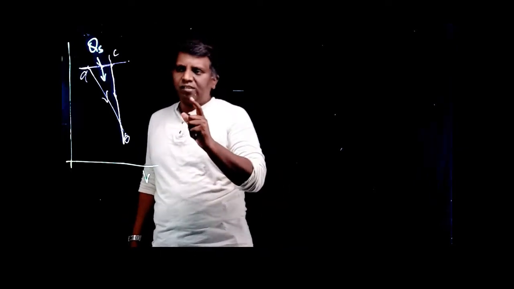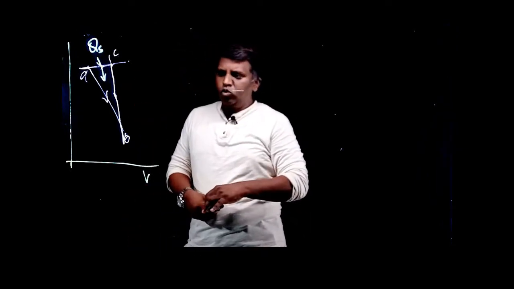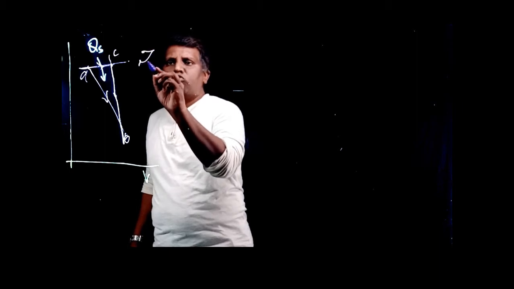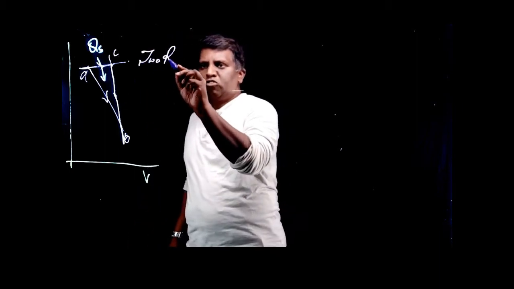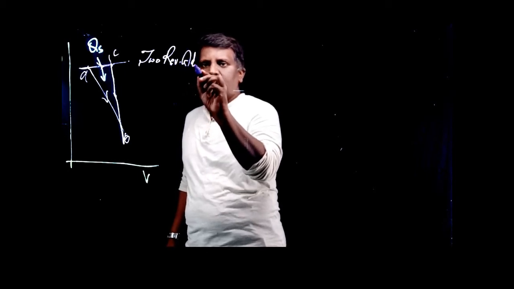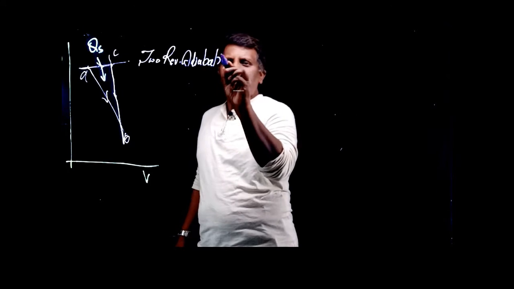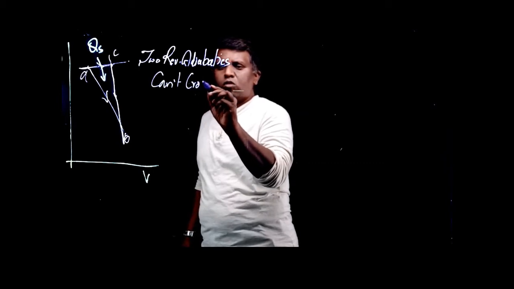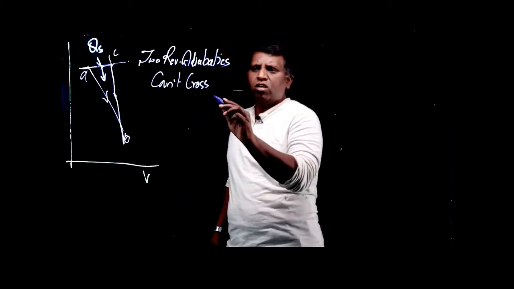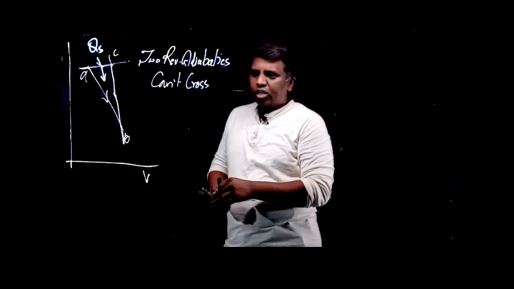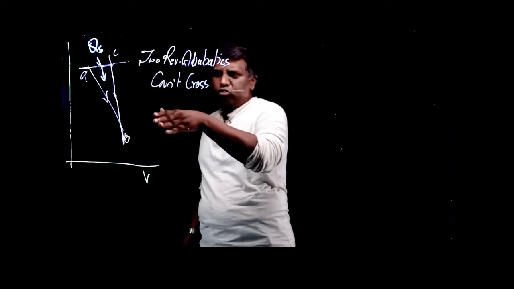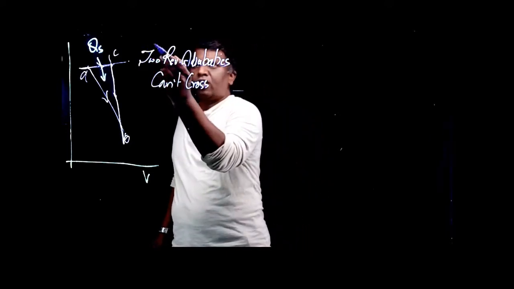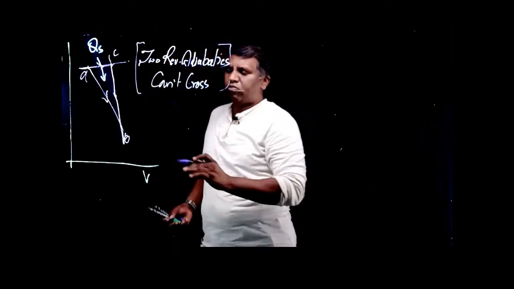Such a cycle cannot exist. That means the important conclusion that we can draw out of that is that these two reversible adiabatics cannot cross. They can't cross at an angle. They should have an equal slope, and they should be parallel to each other or somewhat like that. They can't cross. So this is the important takeaway from this ideal concept that we have started with.